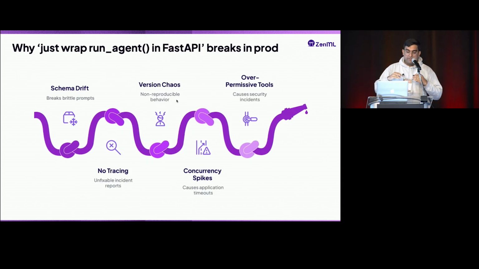So just wrapping a run agent function in FastAPI tends to break. I've seen that in a lot of agentic deployments in production. You have schema drifts, you have no tracing, version chaos, over-permissive tools, concurrency spikes. If you have a Product Hunt launch, your agent goes through the loop. And that's not something that we haven't seen before. All these things that you see, you have been familiar with when you have actually deployed model-based applications before.